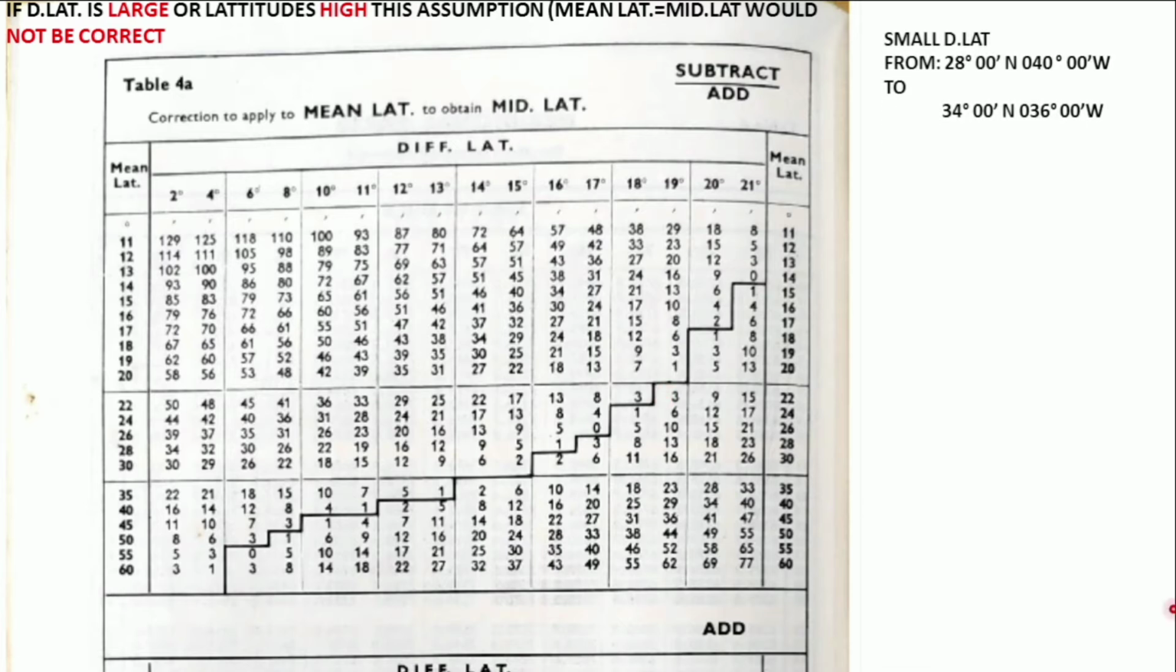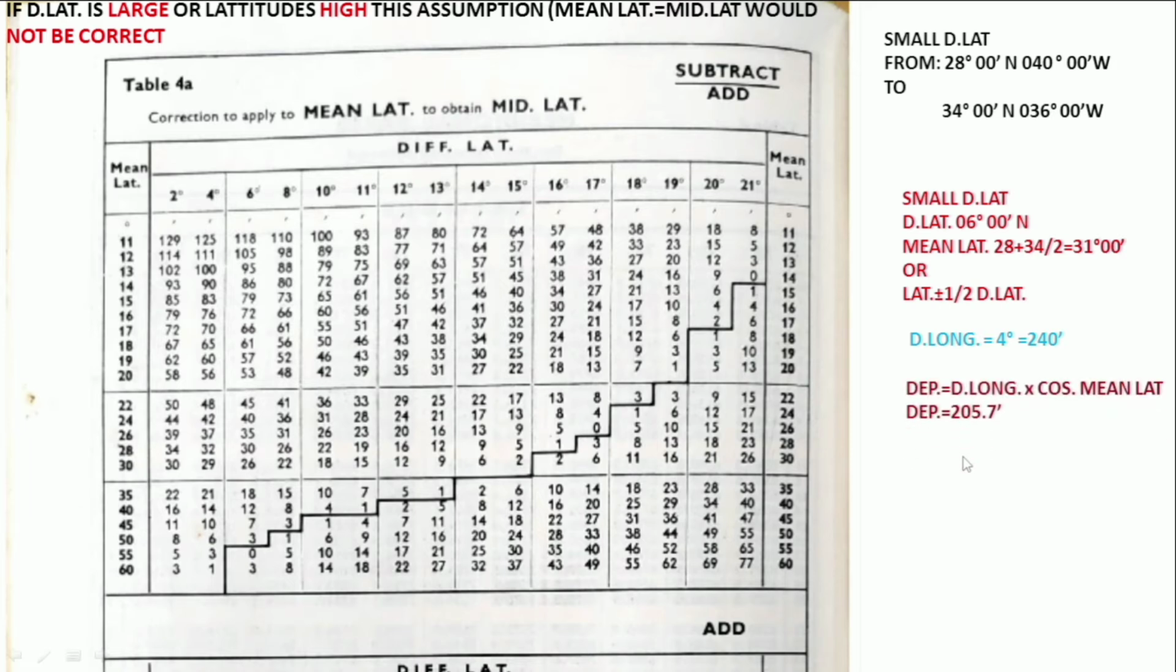Now just an example here, if suppose the d lat is small or your latitudes are not very high. Look at it here. I've got the mean lat, but the d lat is not much. I've got my mean latitude by either latitudes divided by 2 or half the d lat. And if I go by the formula departure by d long, it's cos lat. So I find the departure to be 205.7.